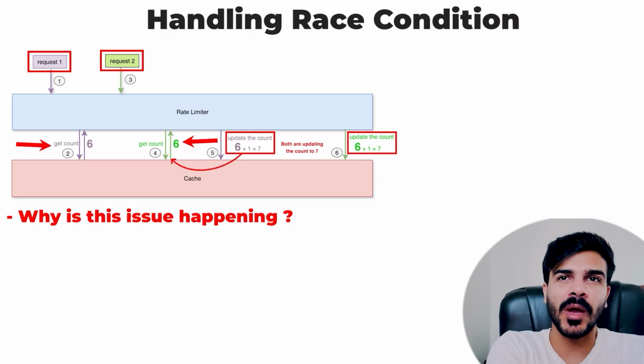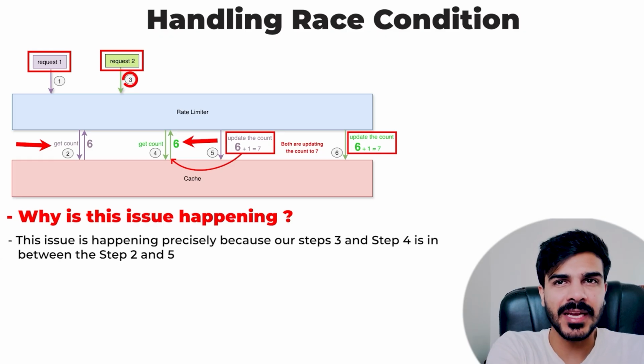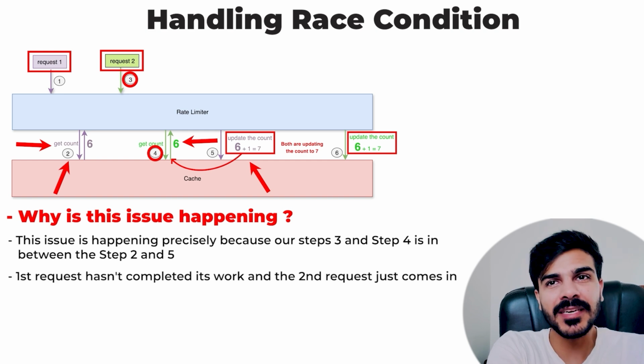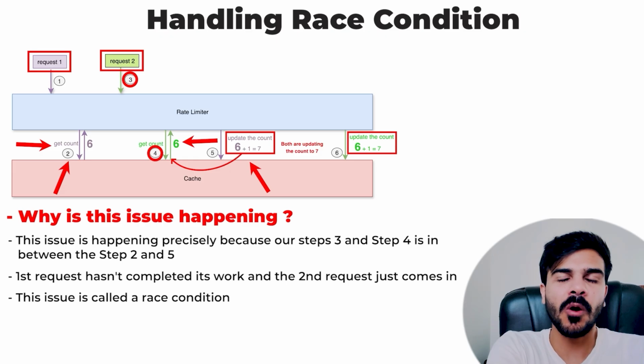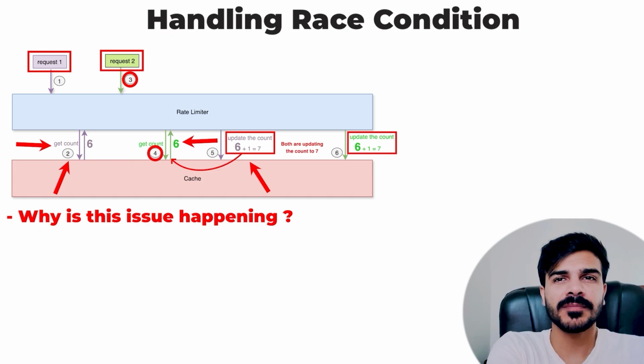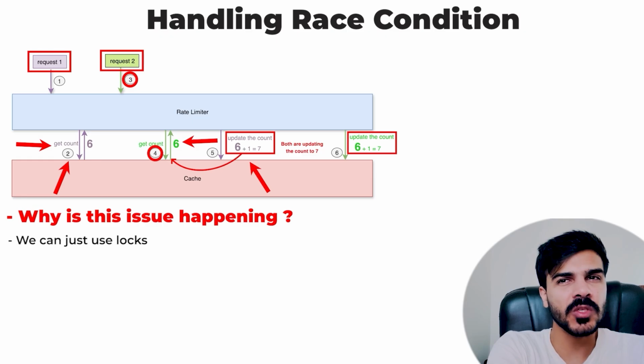Now, why is this issue happening? This issue is happening precisely because our steps 3 and 4, as marked in the diagram, are between step 2 and 5. Basically, our second request has come in between our first request. Our first request hasn't completed its work and the second request just comes in. Now, this issue is called a race condition. This is because two requests are racing to read and update the same value. Now, how can we solve this? It's quite intuitive. We can just use locks.